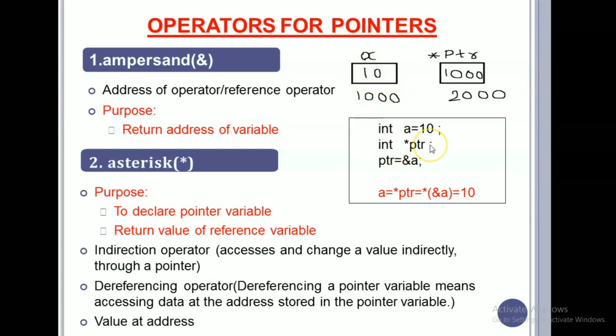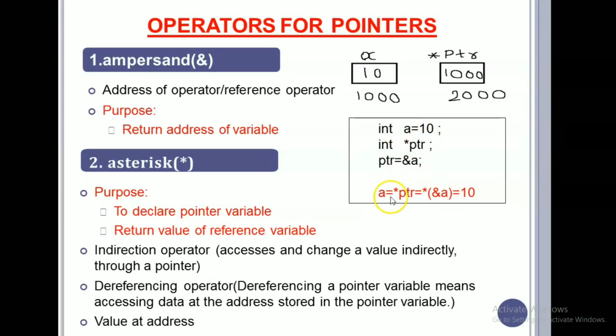Second, when I go for integer pointer PTR, address 2000 is reserved for PTR. When I write PTR is equal to address of A, at that moment the address of A, that is nothing but the 1000 value, is stored at the 2000 address. So the value of PTR is nothing but 1000. This is the memory representation for these three statements. Now you can go for the next statement.